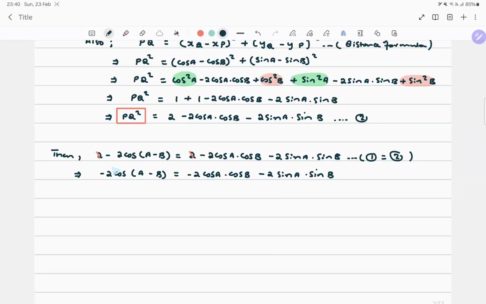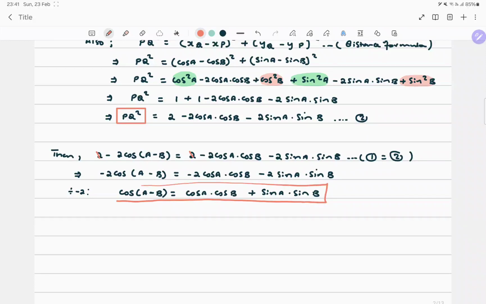Now we can see minus 2 is a common factor. We divide by minus 2 throughout. So what do we get? Cos(A minus B) equals positive cos A cos B plus sine A sine B. And indeed, we've got our identity. Nice and easy.